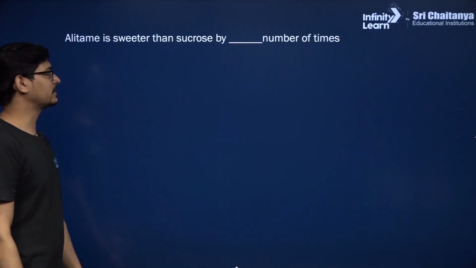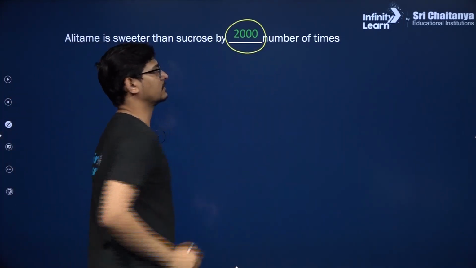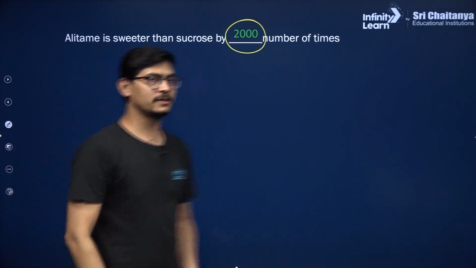Then, alitame is sweeter than sucrose by how many? This is a memory based question. The answer is 2000 times. Okay, so that's all in this solution, guys.